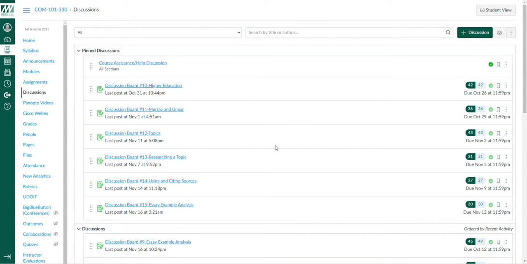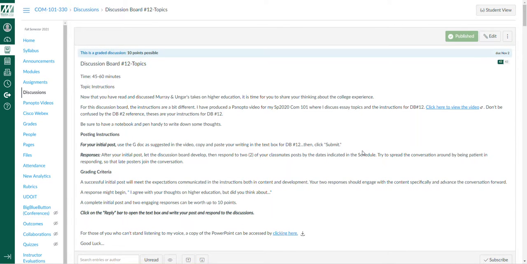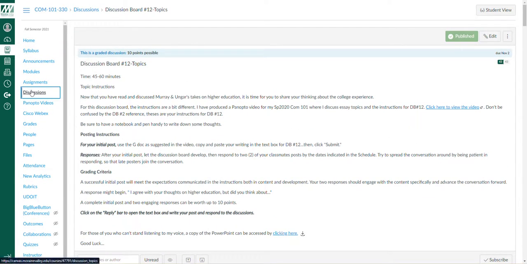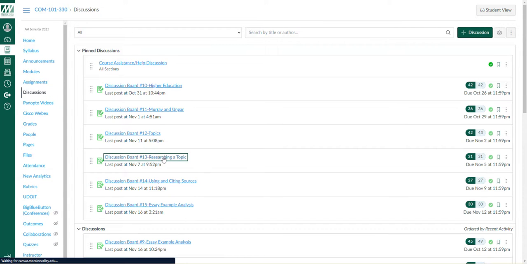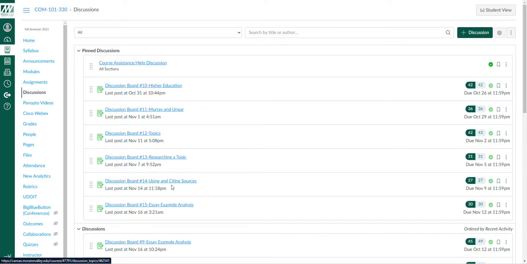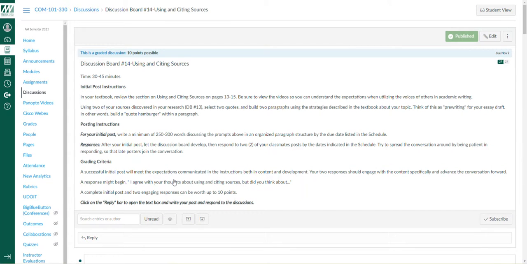After Murray and Unger, we ran through a series of discussion board activities. Discussion board number 12 was to help you select a topic. Discussion board number 13 gave you the opportunity to research a topic and find 3 sources that would help you support your argument on the problem and solution. Then in using and citing sources, in discussion board 14, you were to build 2 quote hamburgers, or quote sandwiches, using quotes from your source material that you found in discussion board number 13. All of this would give you a jump start to the drafting process for SA3.